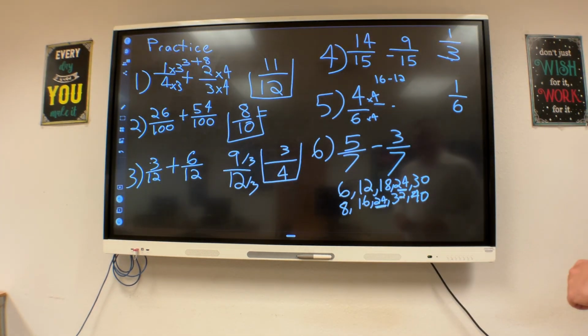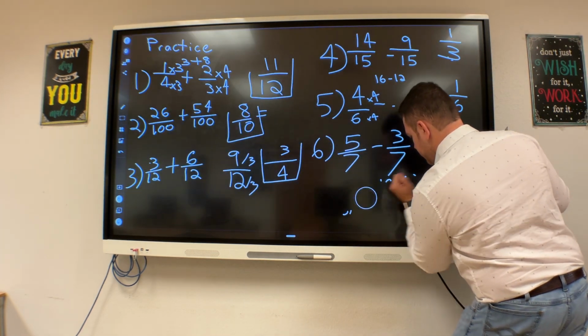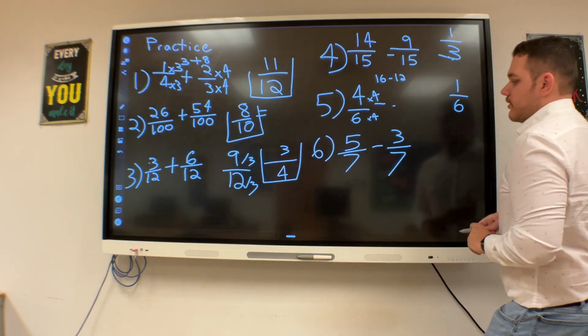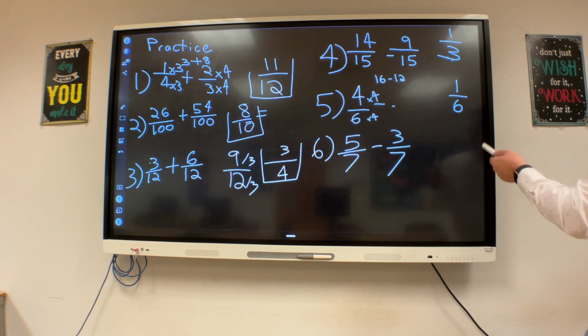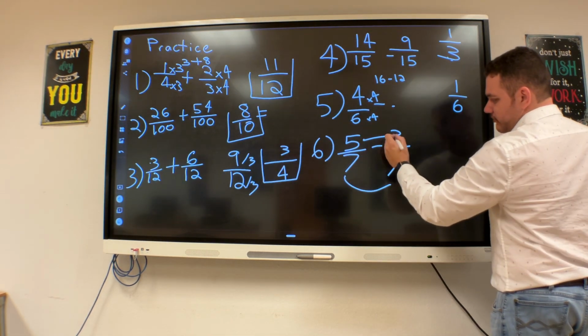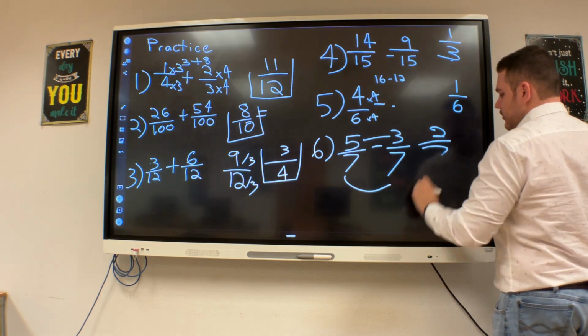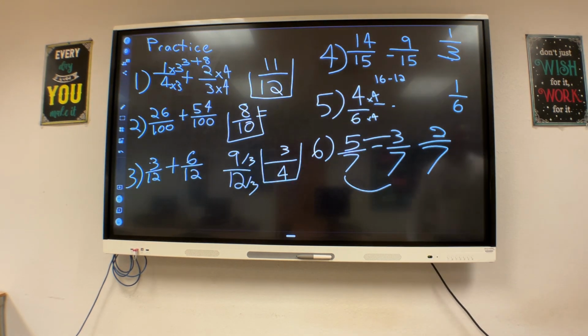And so number 6 right here, last one. Let me get my multiples out of the way. We have 5/7 minus 3/7, which again our denominator is the same, so we would just subtract across. 5 minus 3 is 2. And that's it. That's how you would add and subtract fractions with like or unlike denominators. You should be able to handle any fraction you come across now.